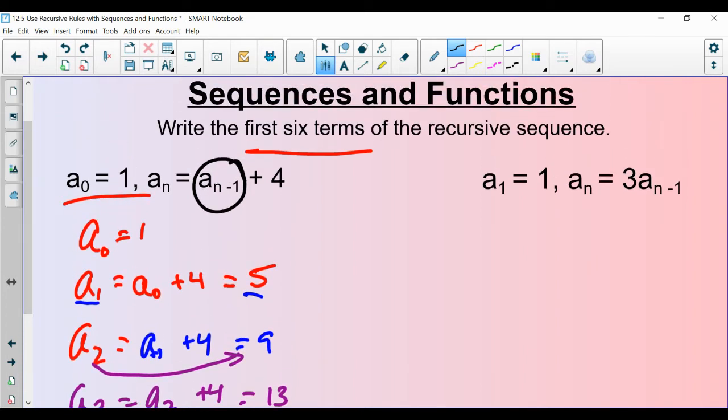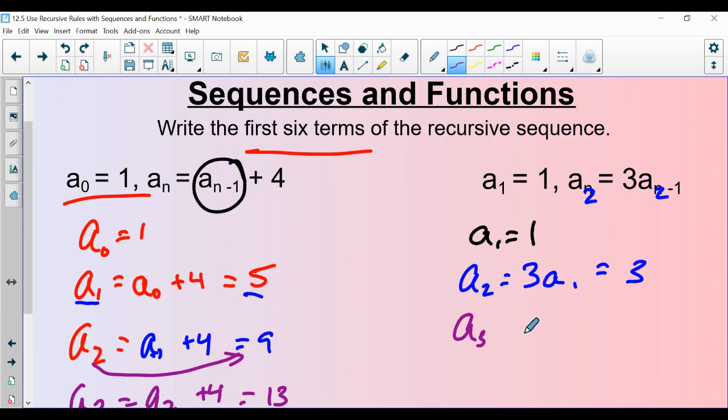Let's move on to the next one. Write the first 6 terms of this sequence. In this problem, I'm starting out with a sub 1. It doesn't really matter which one you start out with. A sub 1 is 1. The next thing that I would want to know is a sub 2. So I'm plugging 2 in for that n, and I would also have to plug in 2 for that n. It would be 3 times a sub 1. Well, a sub 1, we already found out is 1, so it's just 3. 3 times 1 is 3.